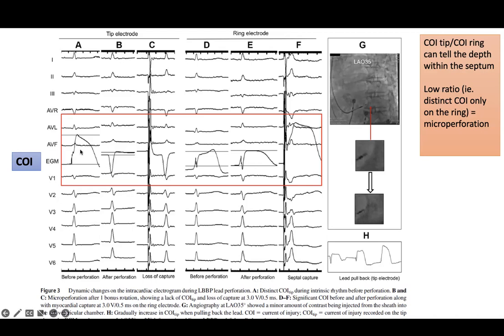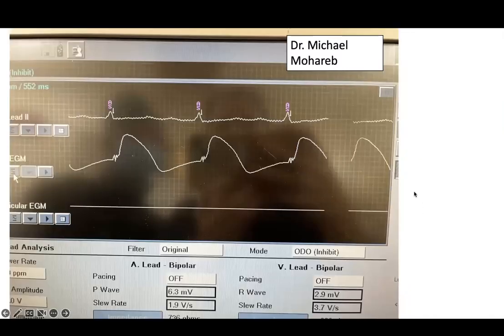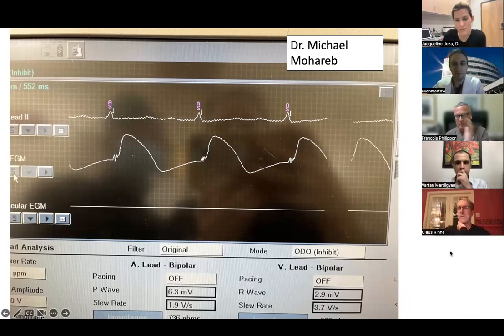And then I look at my current of injury and ask, have I perforated? Have I not? What's my impedance? So maybe that's why we're seeing more perforations as well. We're getting a little more aggressive early on when we're screwing, but I think it's faster when you combine morphology in V1, your LVAT in V6, and current of injury impedance. You go boom, boom, boom until you get the V1 that you like. You cross-check with current of injury and impedance, and you decide if you have enough.